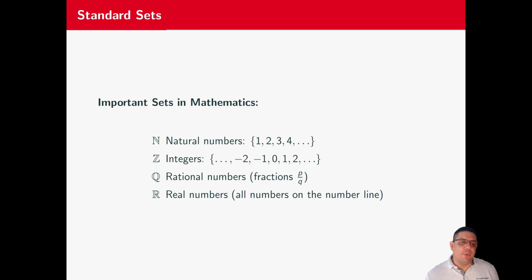Now, we have some important sets in mathematics. We have the natural numbers that start from 1, 2, 3, 4 onwards. We have the integers that include all the positive naturals, all the negative natural numbers, and 0. We have the rational numbers, which are the fractions, or anything of the form p over q, where p is an integer and q is a natural. And we also have the real numbers, which are all the numbers on the real line or the number line. This will include not only the rational, but also the irrational numbers.